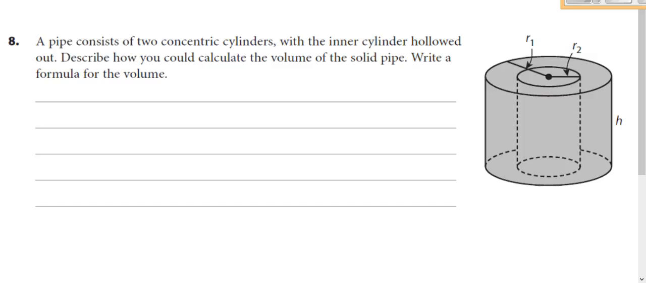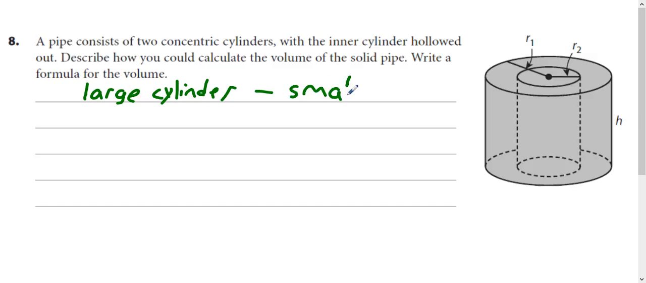So here we have a pipe, which means it's got a larger radius and a smaller radius. But it is a cylinder that's hollowed out. So what you would do, there's no actual numbers here, so it's just a quick little explanation. What you would do is find the volume of the large cylinder minus the volume of the smaller cylinder.